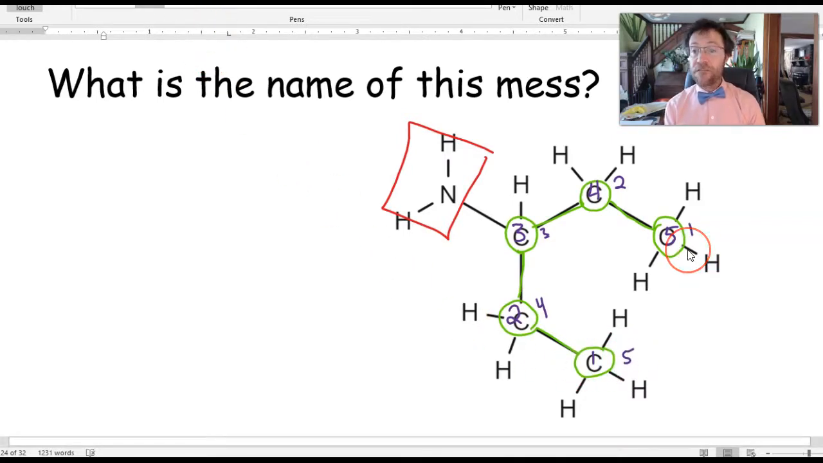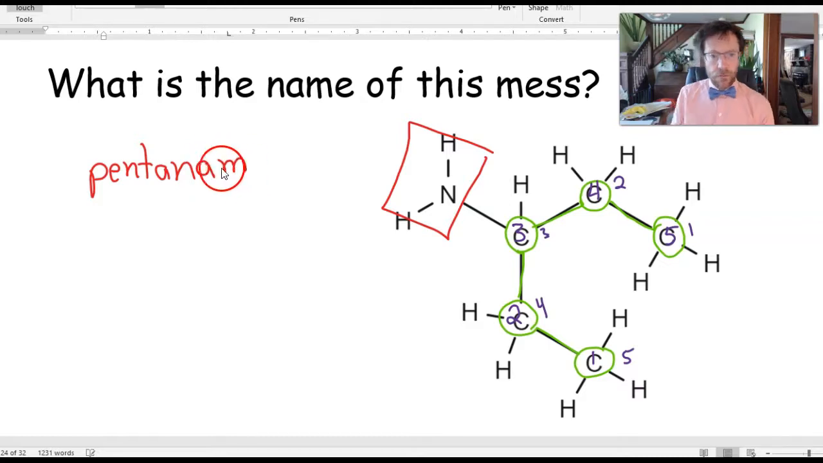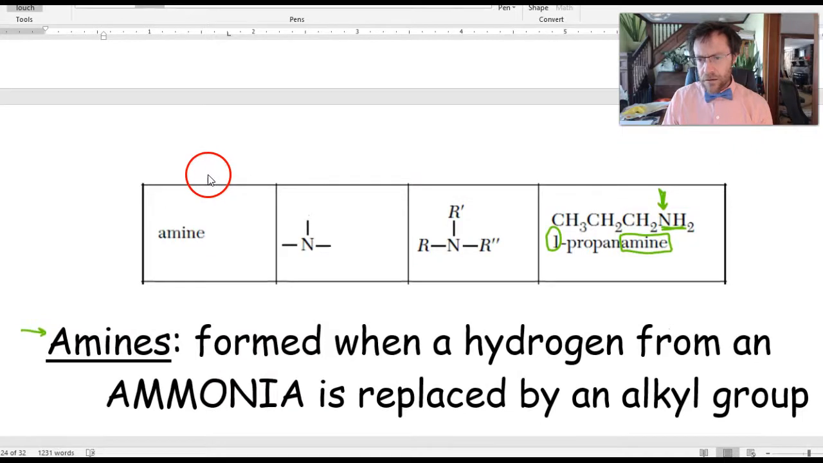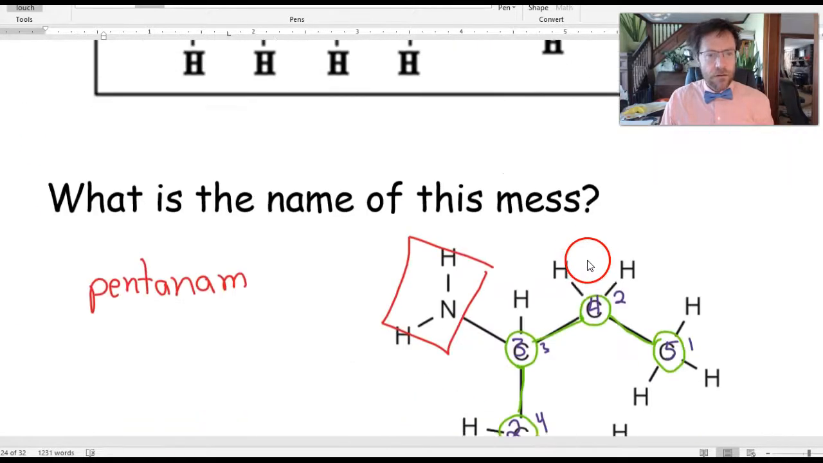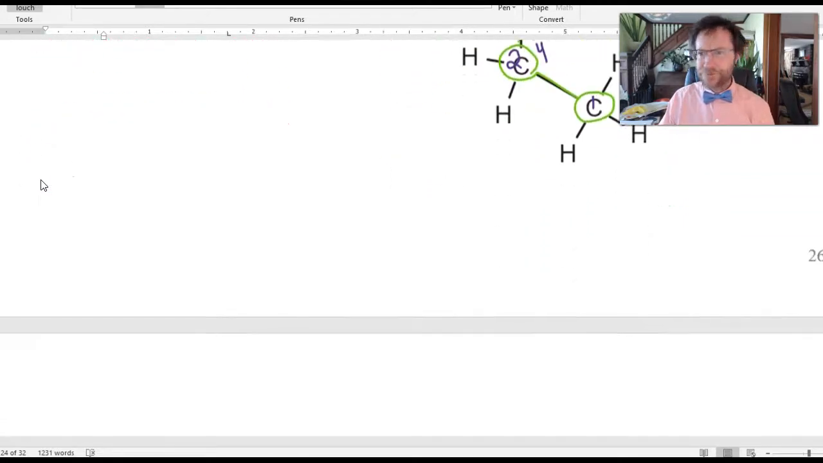But what's nice is I know I have 5 carbons, so that's going to be pentane. But instead of the E, I'm going to have amine. Wait, is it amine? How do I end it? Oh yeah, pentane, just amine right there. And then I've got to indicate where it is. So that's on my number 3 carbon. 3-pentanamine. That's an ugly, ugly molecule. Not gonna lie, I don't like that one.